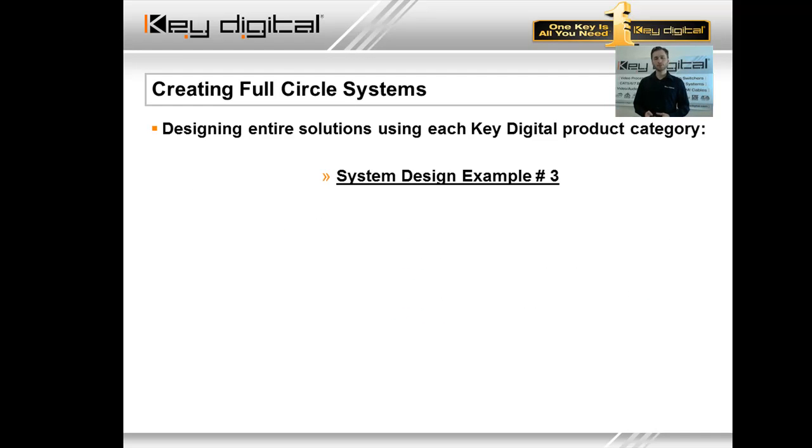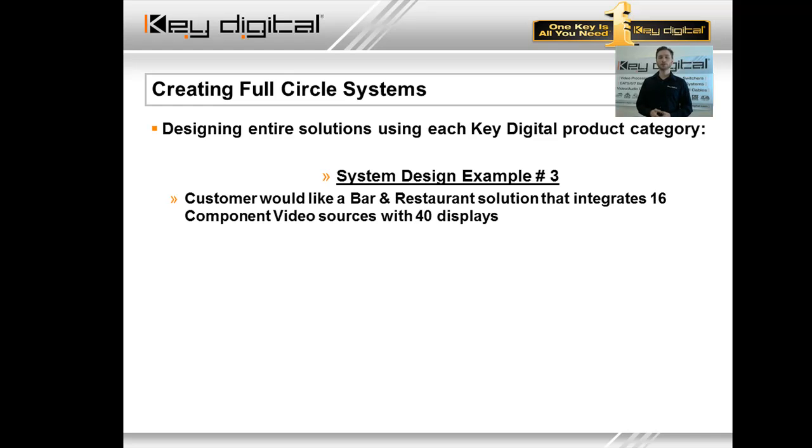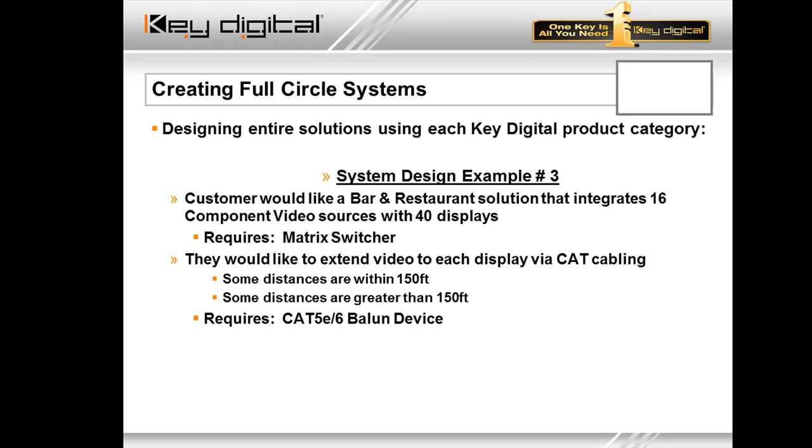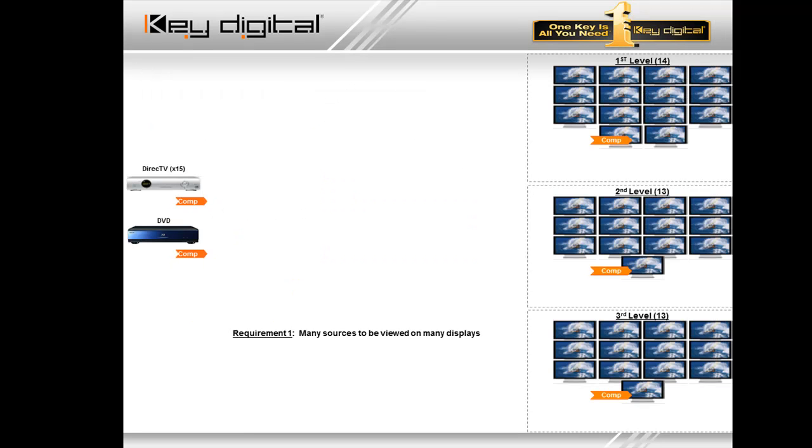System design example number 3 brings us to a bar and restaurant. They would like to integrate 16 component video sources with 40 displays. 16 by 40. We're going to be utilizing a matrix switcher. They'd like to extend video to each display via cat cabling, and as we look at these zones, it looks like some distances are within 150 feet, some distances are greater than 150 feet. So we're going to be utilizing cat baluns in any case.